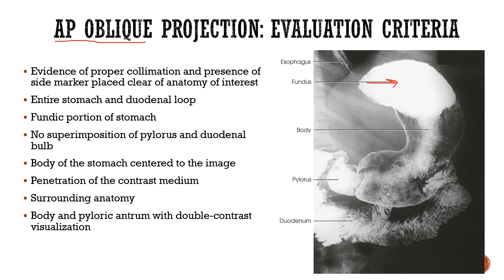So we're going to see the entire stomach and the duodenal loop. We'll see the fundic portion of the stomach. No superimposition of the pylorus and duodenal bulb. The body of the stomach is centered to the image. We want to see penetration of the contrast medium, and we want to see surrounding anatomy. The body and the pyloric antrum should be shown with double contrast visualization.